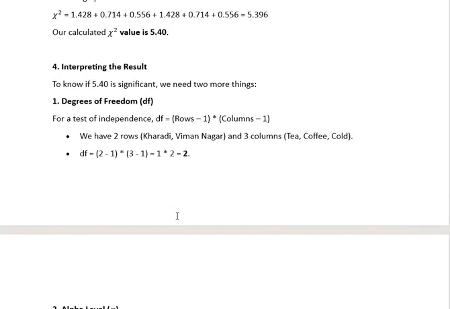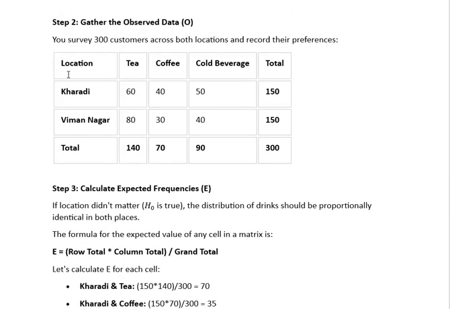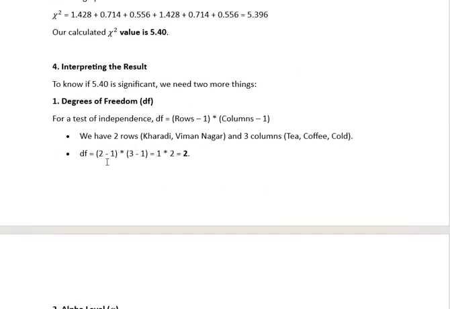Now come to the fourth step, interpreting the result. To know if 5.40 is significant, we need two more things. First is degrees of freedom, df. For a test of independence, df is equal to rows minus 1 into columns minus 1. We have two rows, Kharadi and Viman Nagar. And we have three columns: tea, coffee, and cold beverage. So df is equal to 2 minus 1 into 3 minus 1, equal to 1 into 2, which is 2.